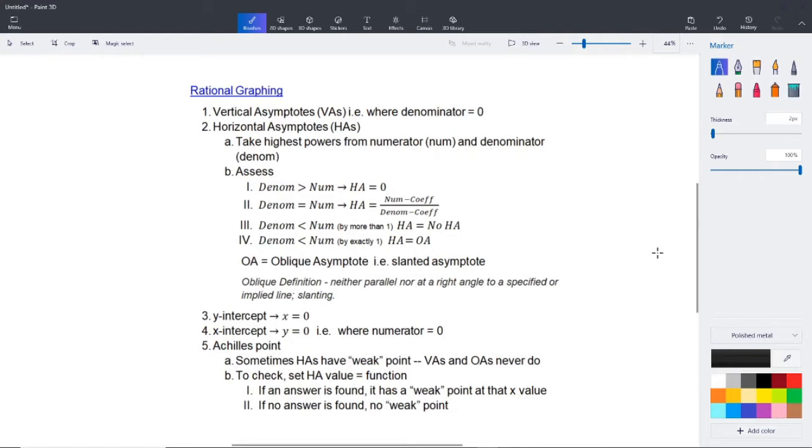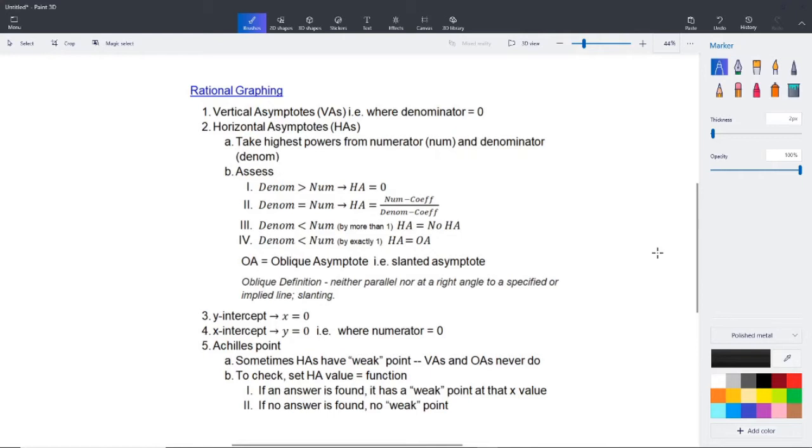However, if the denominator is less than the numerator by exactly 1, as in the numerator beats the denominator by a factor of 1, then we have what's called an OA, or an oblique asymptote, aka slanted asymptote. I looked up oblique on Google, and here's the definition I got. Neither parallel nor at a right angle to a specified or implied line. Slanting. So basically, it's a slanting asymptote. So 1 and 2 we haven't seen just yet. But 3 and 4 we have seen, as in what's the y-intercept and what's the x-intercept. Here, to find the x-intercept, we set the numerator and only the numerator equal to 0.